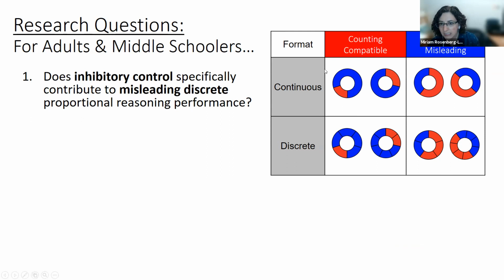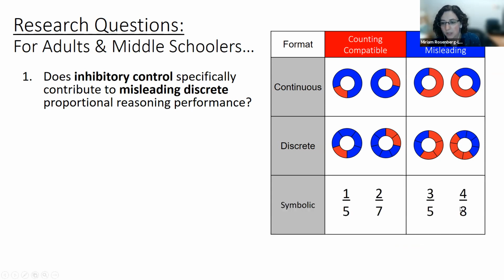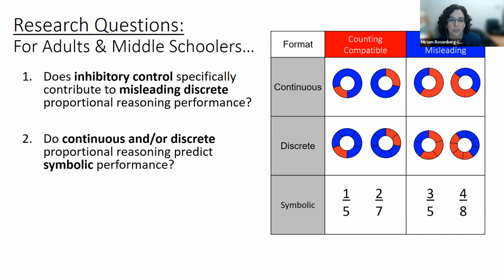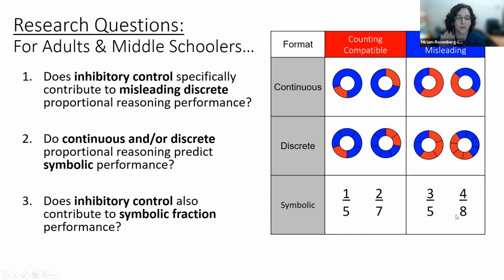And we use these labels here, even though, of course, for the continuous case, there's nothing compatible or misleading. They can do it in either case. We also added in, from the original Jiang stimuli, a symbolic version of this task: the same 12 stimuli now represented as fractions. So we can now ask whether performance on either the continuous or the discrete task supports performance on the symbolic task, and does inhibitory control support the symbolic task, as we found in other tasks.